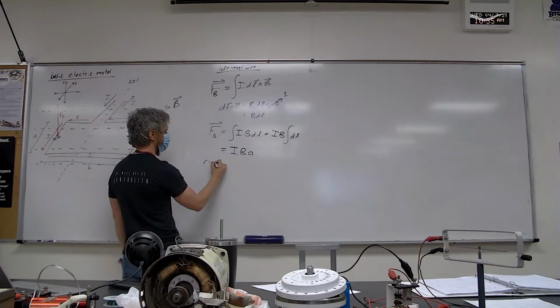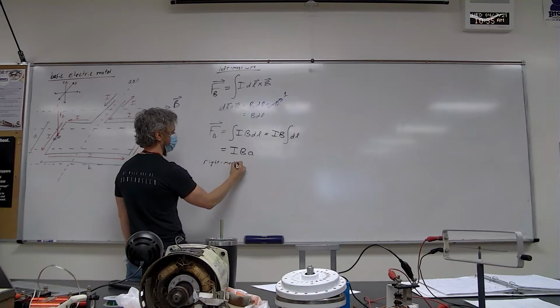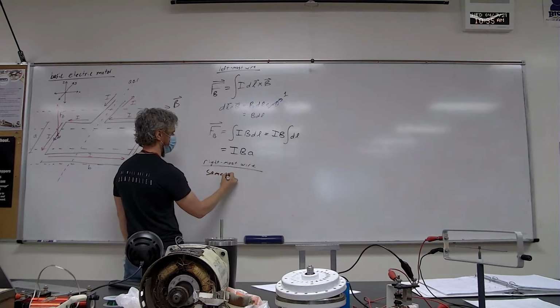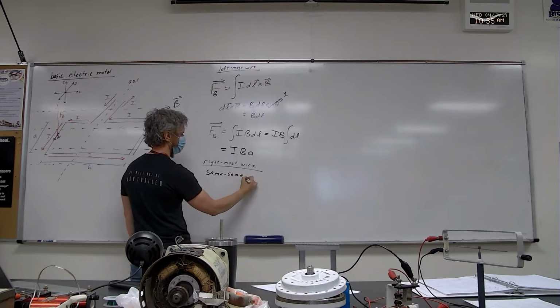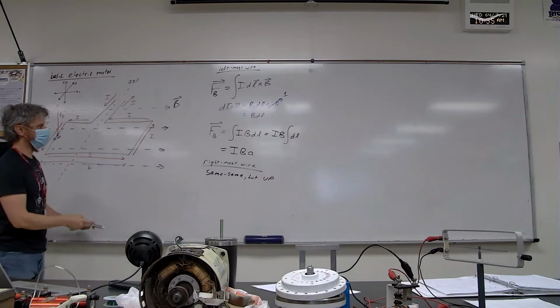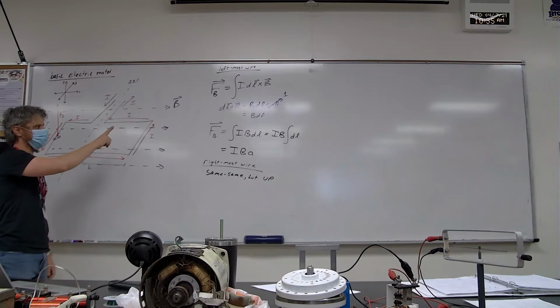So the rightmost wire. That's because the sine of the angles, I think, were like plus 180, right? So it'd be, I don't know, it's the exact same. It would be negative I cross B.